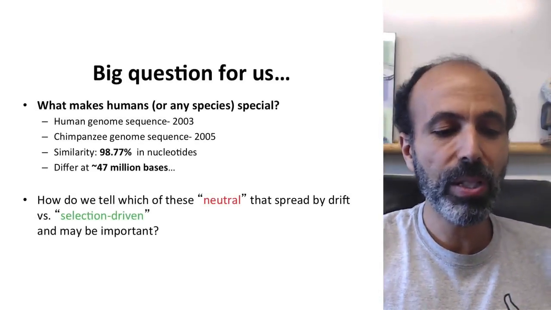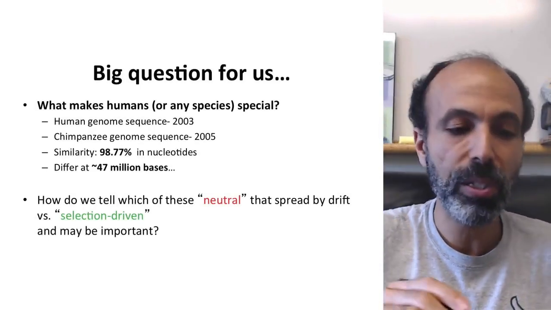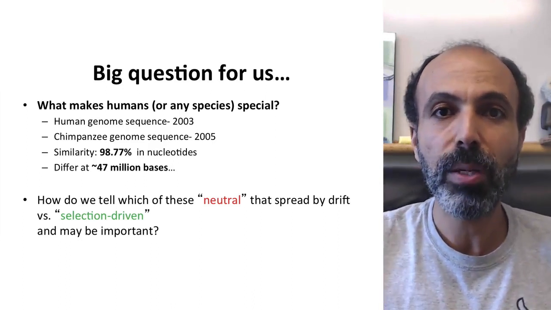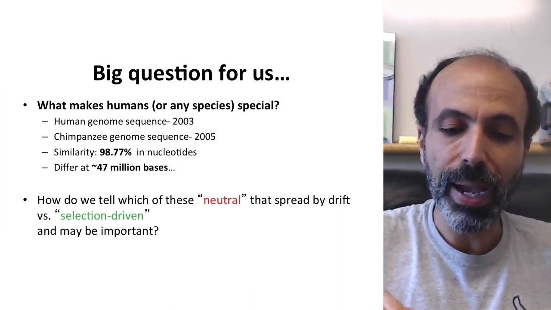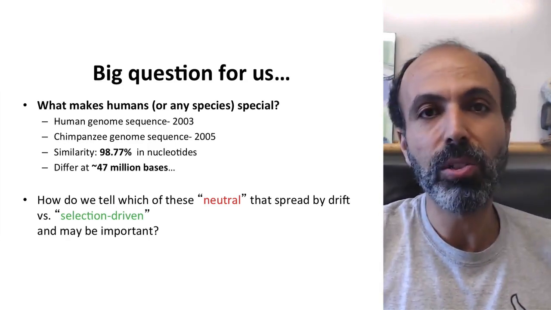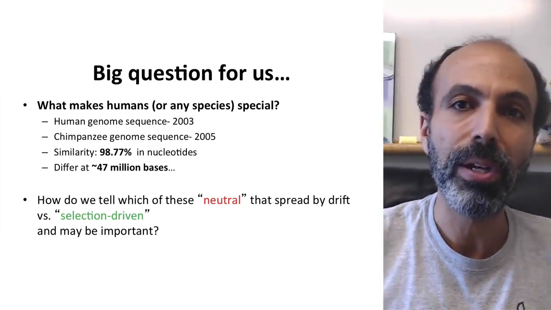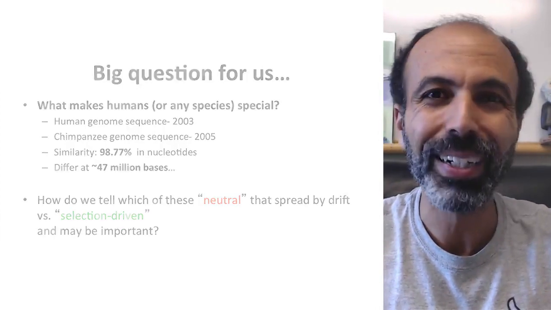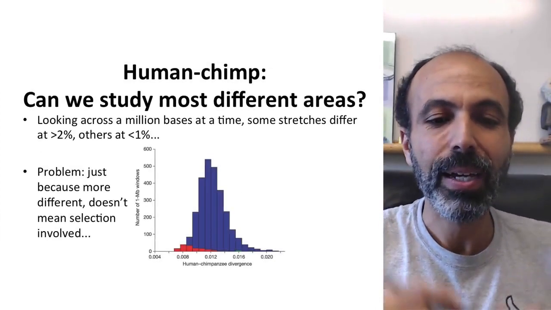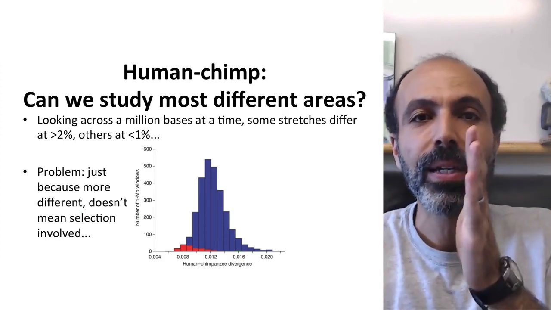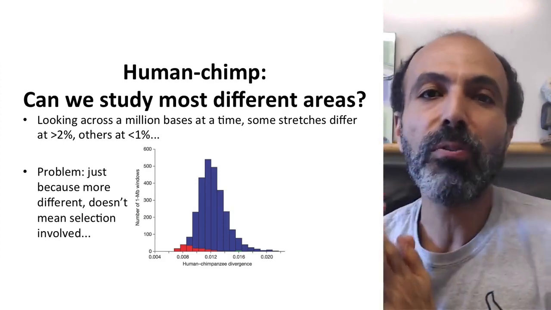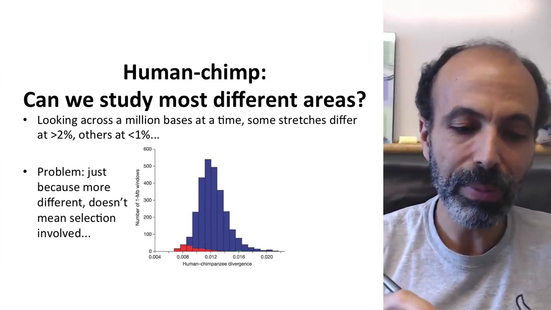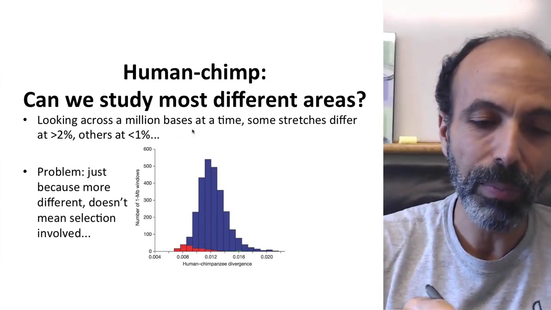Now, the big question again for us is, how do we tell which of these 47 million bases that differ between humans and chimps evolved this difference by drift or evolved it by selection? Are they important or are they random? Well, there's a simple thing you could try to do, though it won't work, and that's basically look at those areas that are most different. Basically pick those genes that are most different between humans and chimps and say, well, those are probably the ones that were important. So you could do something like this: instead of looking at genes, looking at 1 million bases at a time.